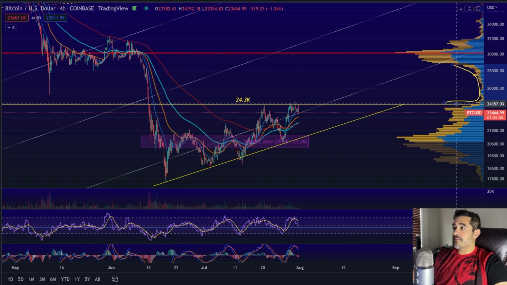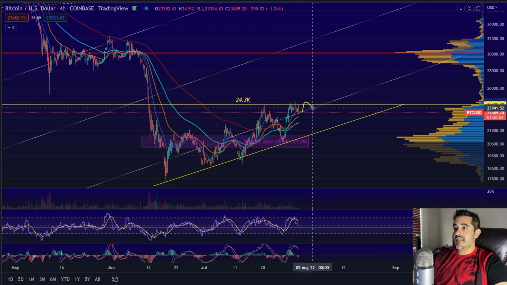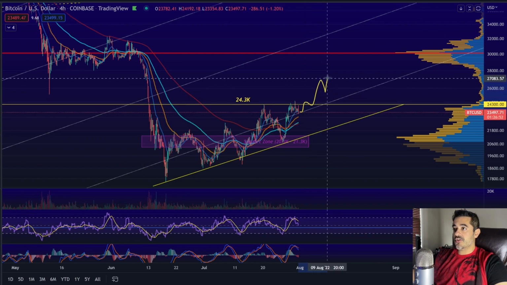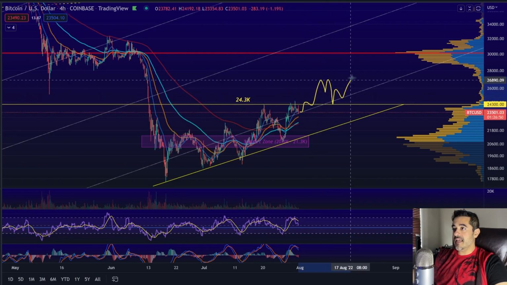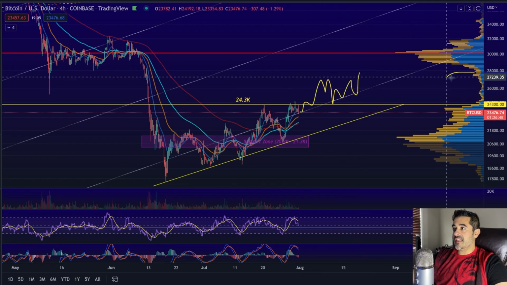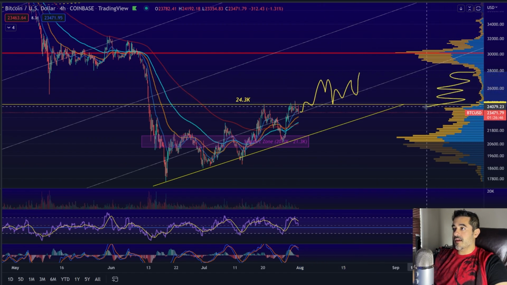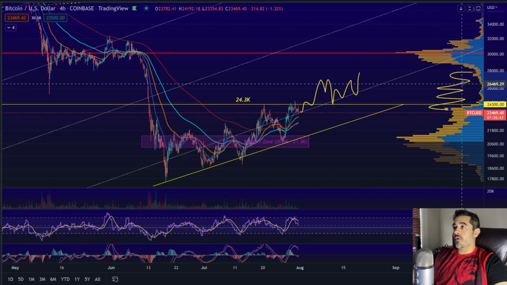Right? This is from 24 to 28. That's a pretty big zone, right? So I could easily see the price coming up like this and just trading sideways, even coming down. And suddenly what you'll see is this start getting built up with volume. That is what we want to see.